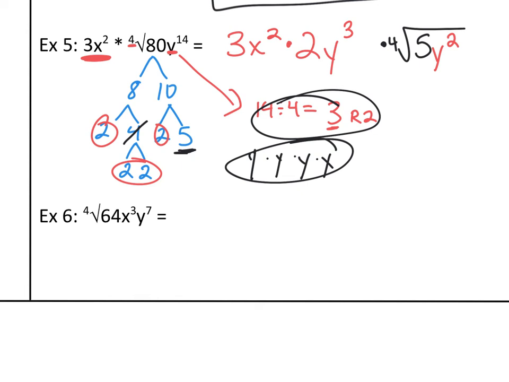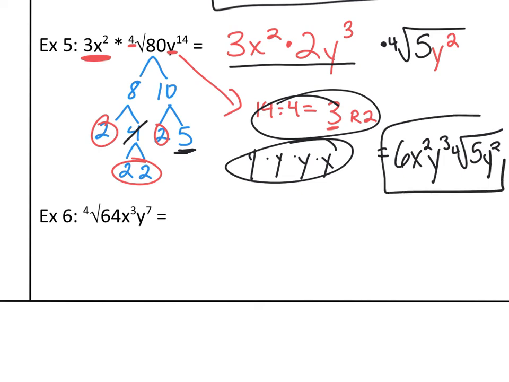Now, I'm going to take my answer and write it in its simplest form. How can I simplify this 3x squared times 2y to the 3rd? 6x squared y to the 3rd. Yep, and then keep my root just like that. Don't combine your x's and y's. They're not the same variable.